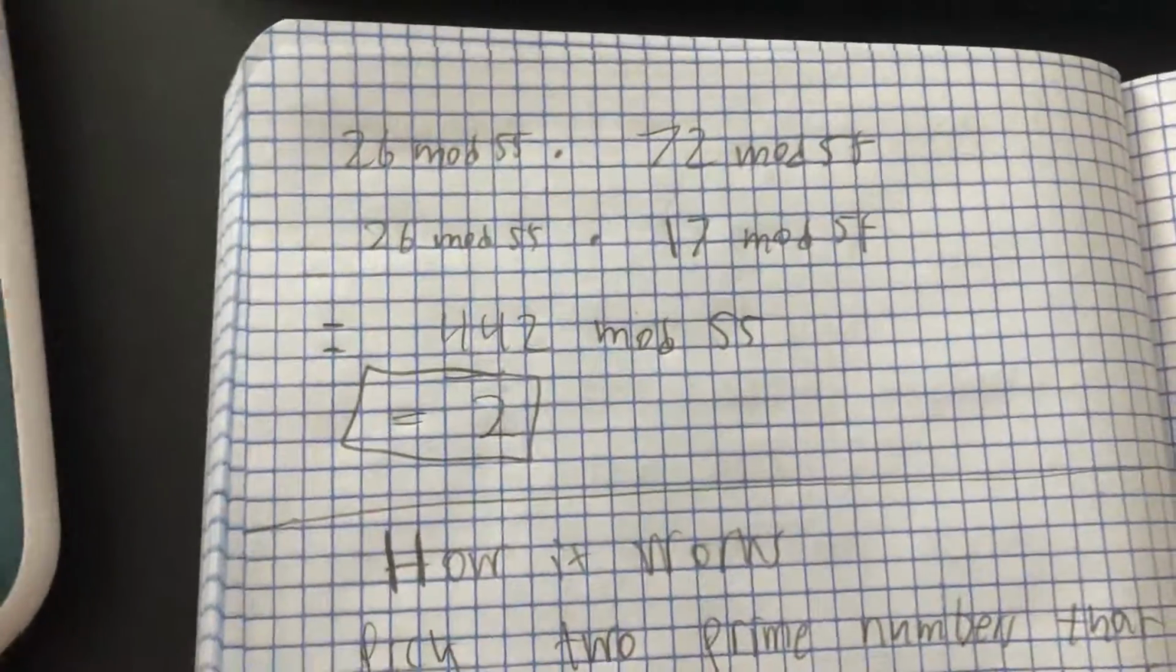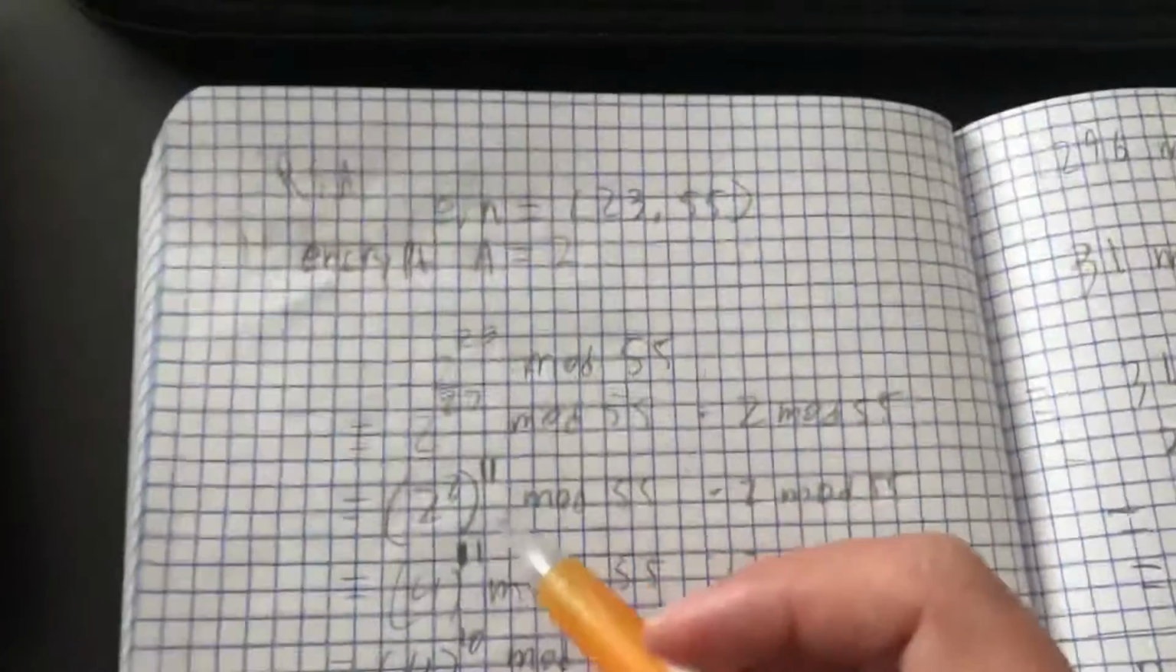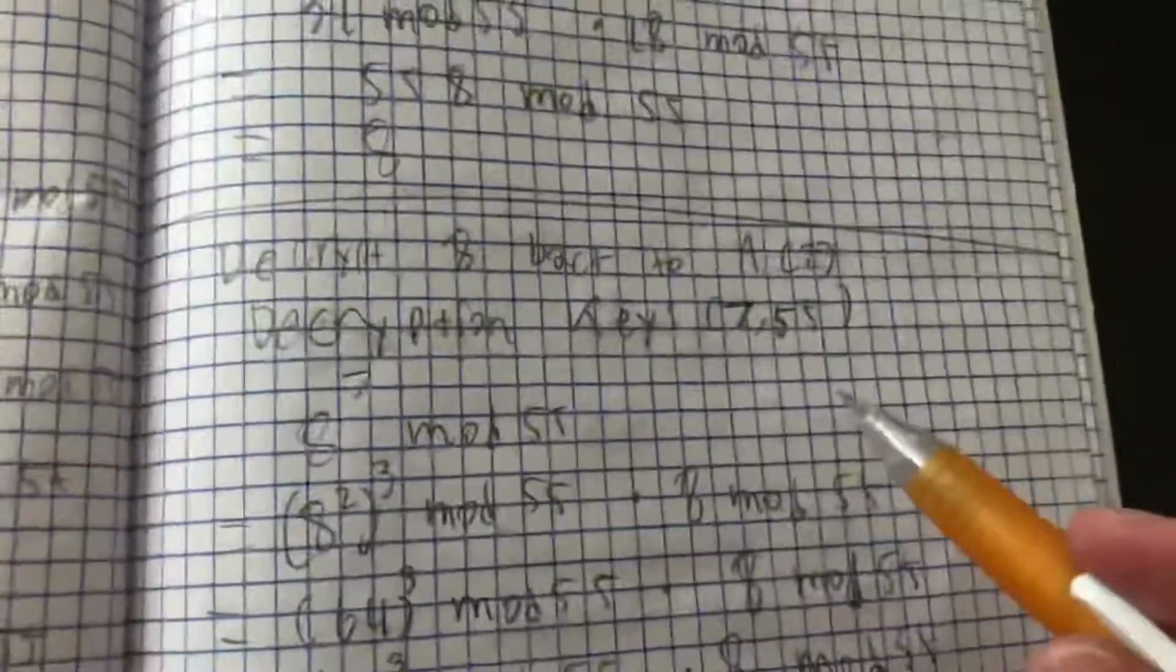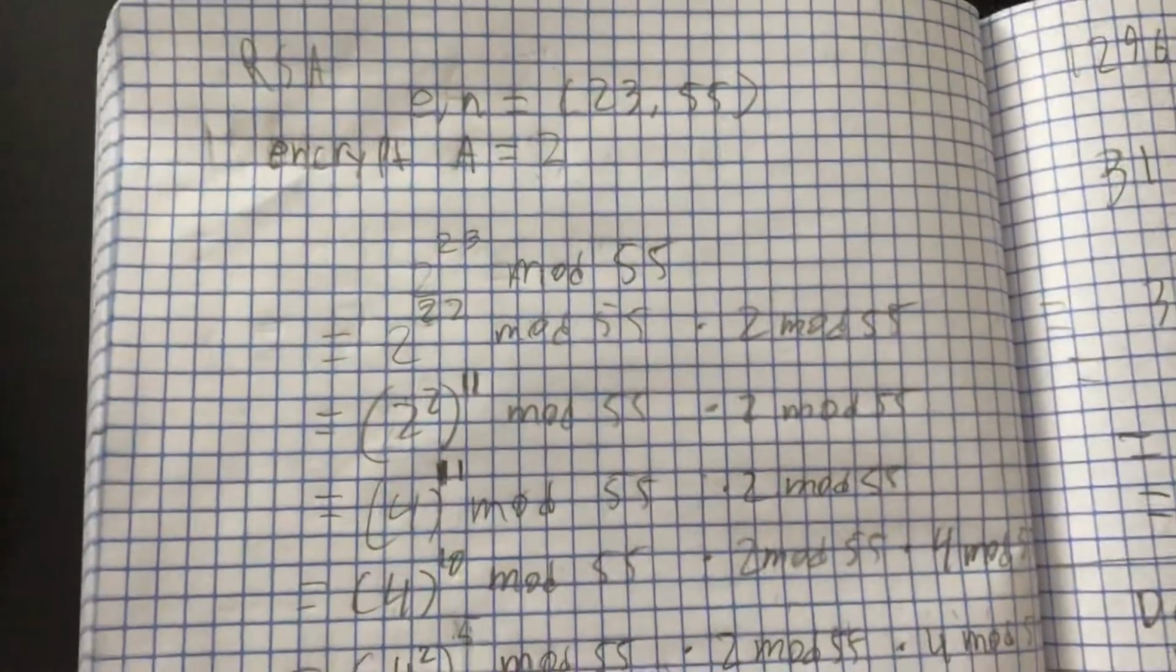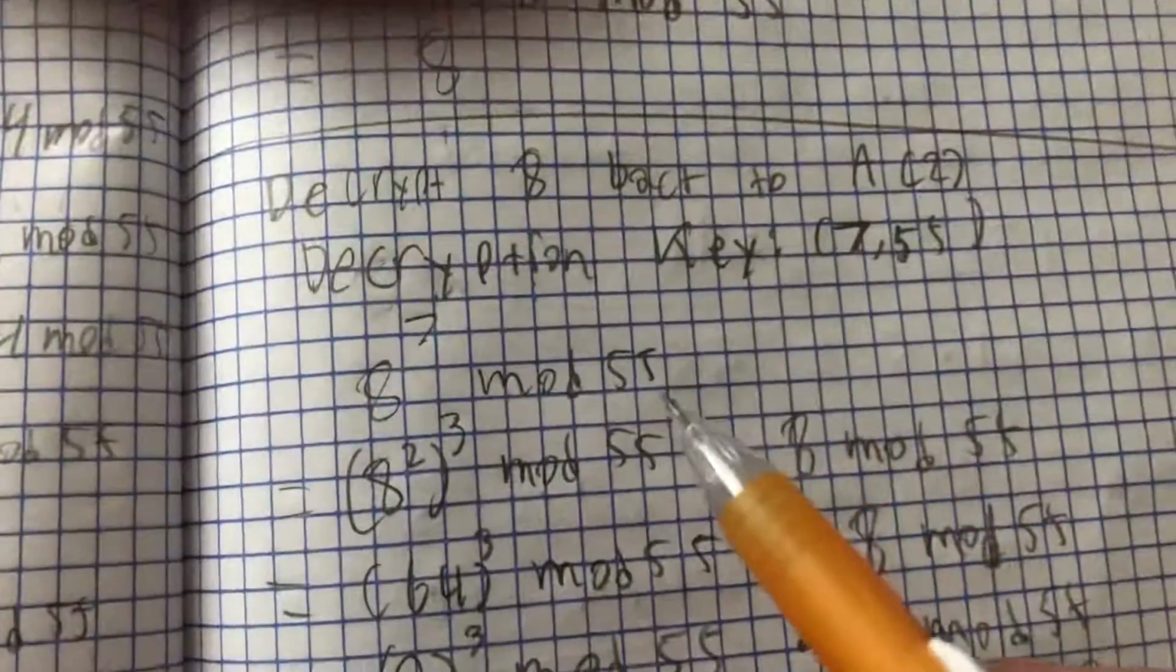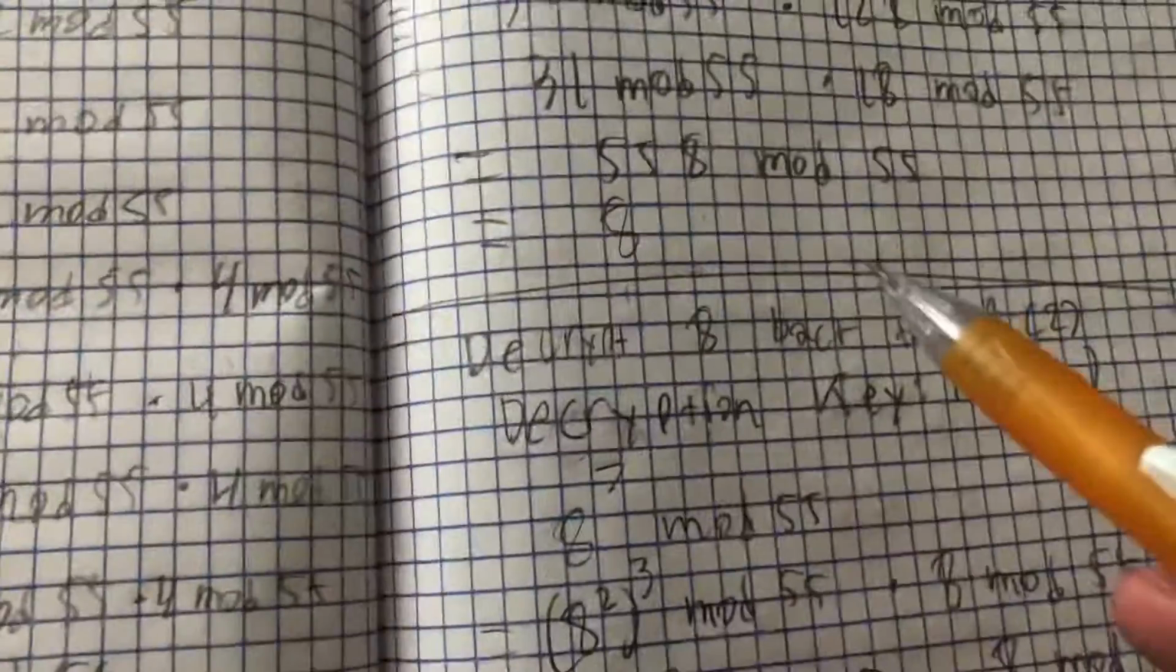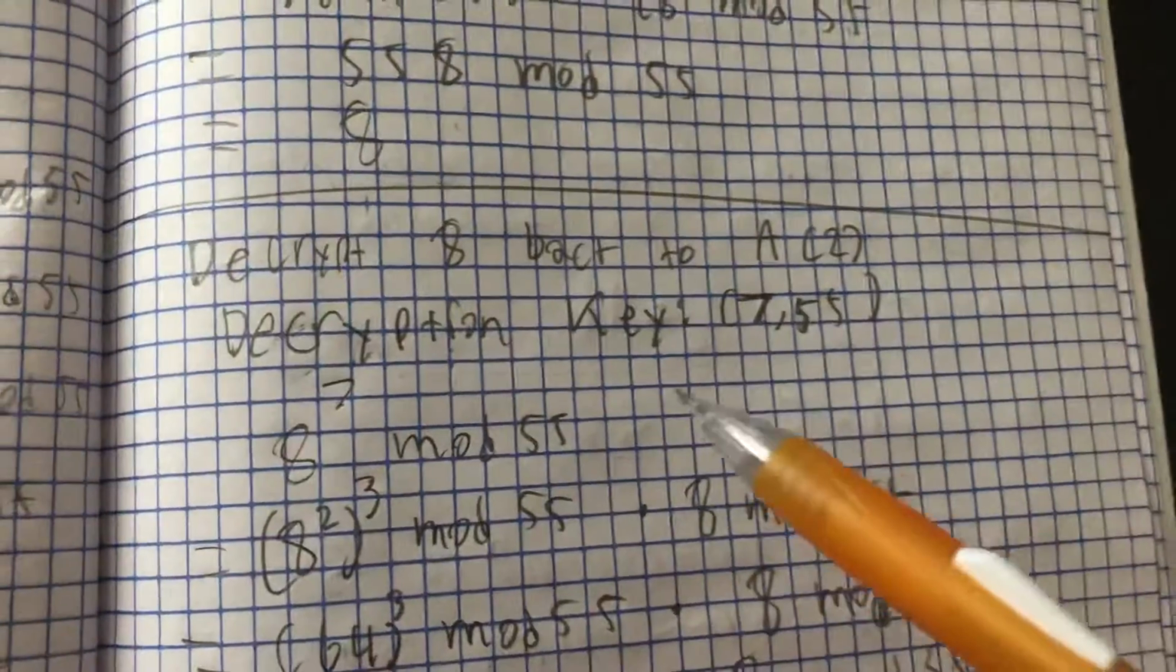So as you can see, by using an exponent with these encryption powers, and then using the modulus with 55, we were able to take 2 and encrypt it all the way to 8, and then decrypt 8 all the way back to 2.